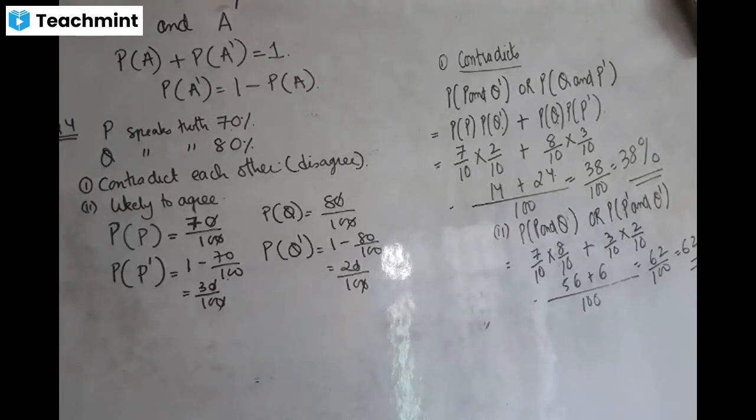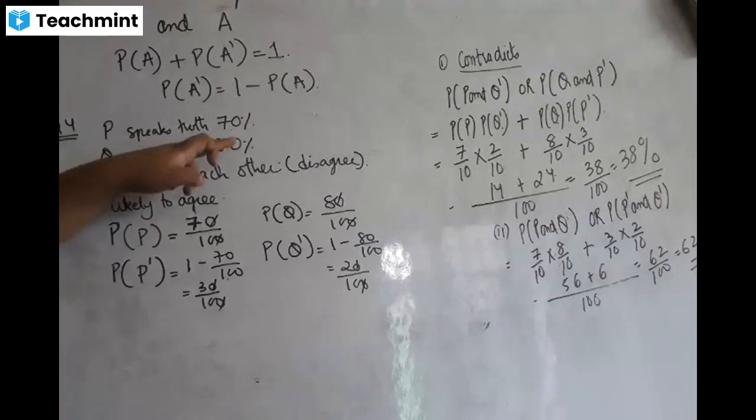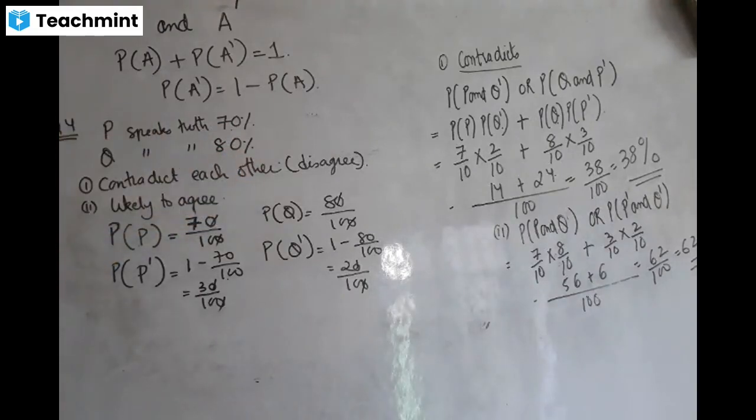Now there is an IC question which says there are two persons P and Q. P speaks truth 70% of the times. Q speaks truth 80% of the times. The question is, what is the probability that the two persons will contradict each other in stating the same fact? That means they are told to state a statement. Now we have to calculate the probability that they will contradict. Contradict means disagree.